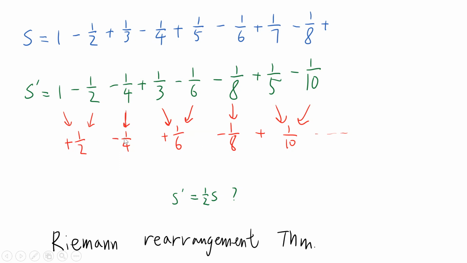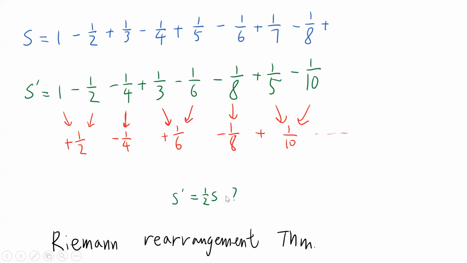So you have this alternating series, right? And this denominator every time increases by 2, but originally it just increased by 1. Now if you look at this red series and take the common factor 1/2 out, you conclude that this S prime is just equal to half of the original series S.